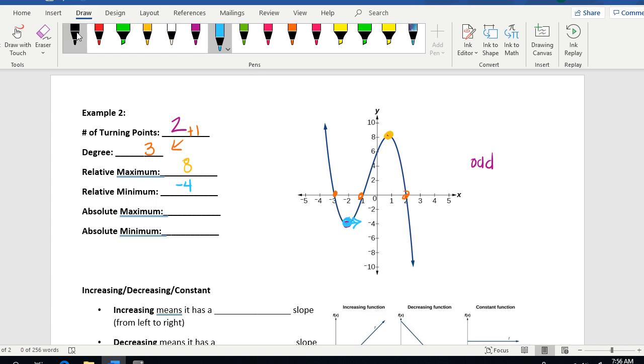But an absolute maximum, as I'm looking, this function is going up forever. So I will never know the highest point. So I'm going to write none. An absolute minimum. This curve is going down forever. So I will never know the lowest point. So I'm going to write none.